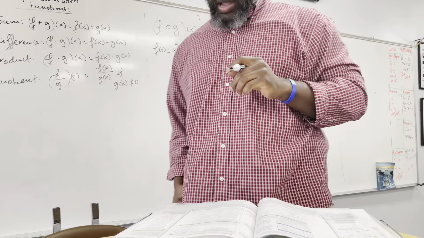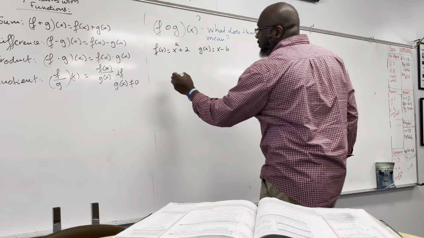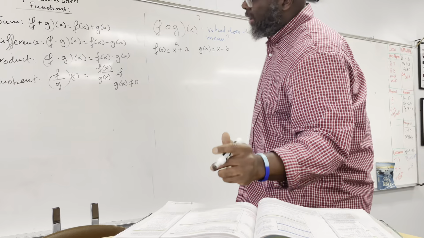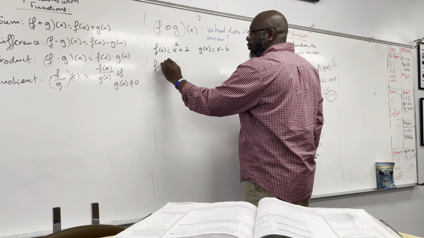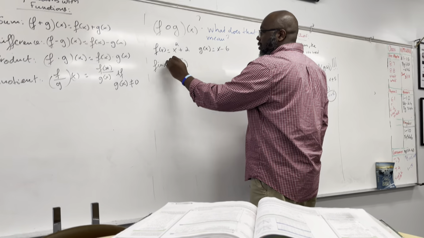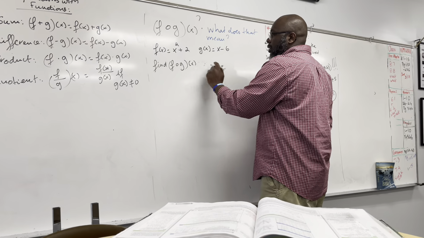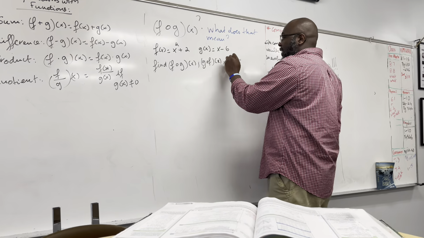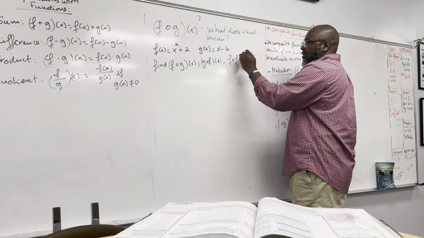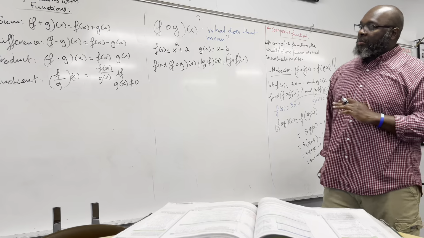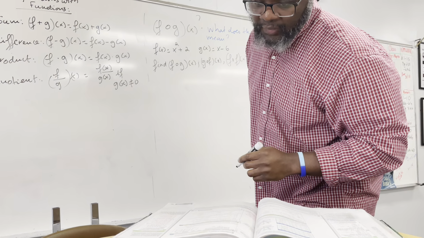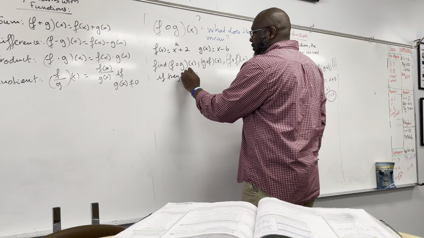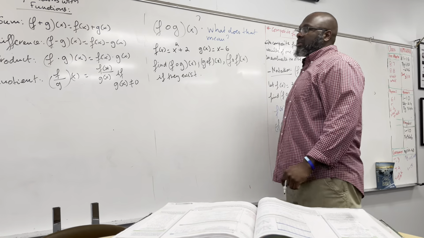So let's say we have this, and I say find f circle g of x. Also find g circle f of x, and then I also want you to find f circle f of x, right? So let's do these 3 problems, and then the next question is if they exist. So find these 3 if they exist.